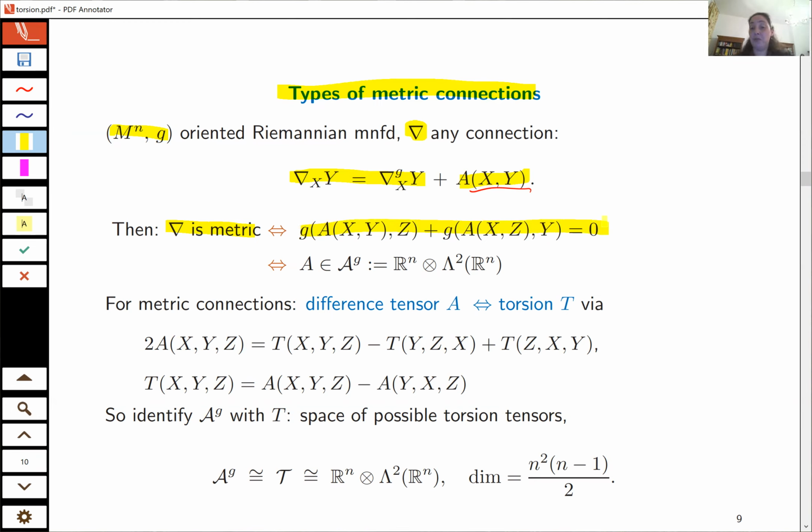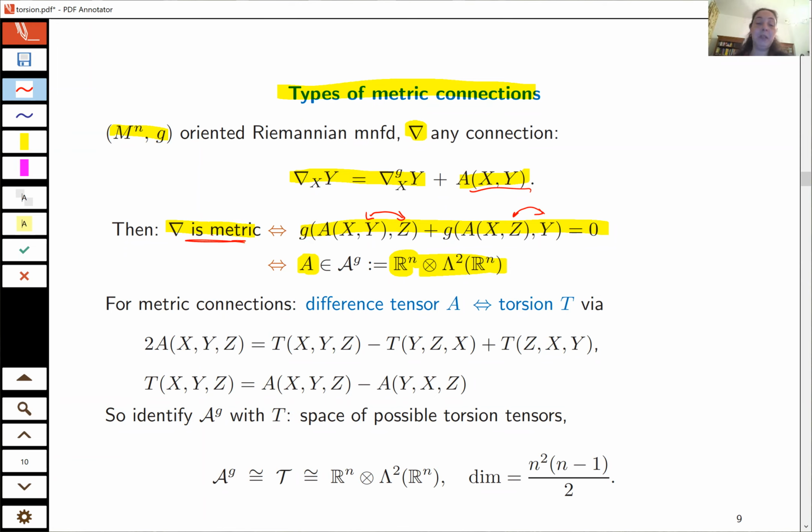So if I view it as a free zero tensor, A has to be an element in the tensor product of Rn with two forms, right? Because it has arbitrary symmetry in the last argument, and it has two arguments where it anti-commutes. So here the anti-symmetry is here, right? If I swap y and z, then I get 0. Okay. So algebraically, this is the space of difference tensors for metric connections.